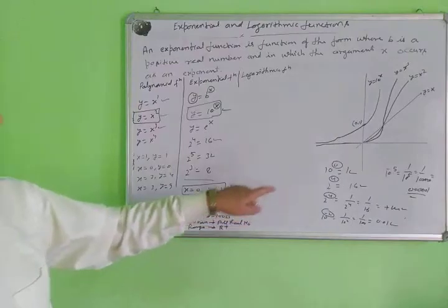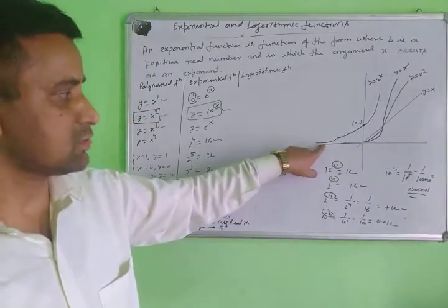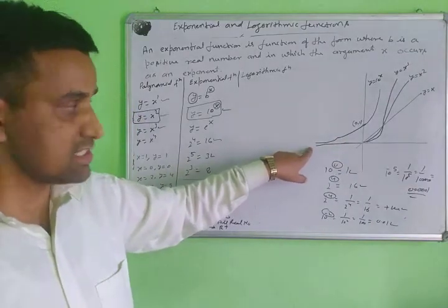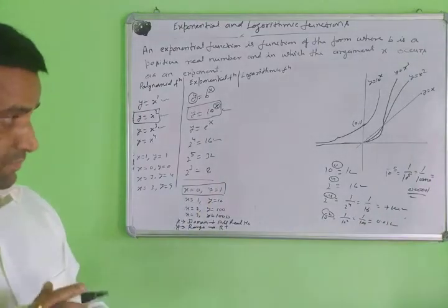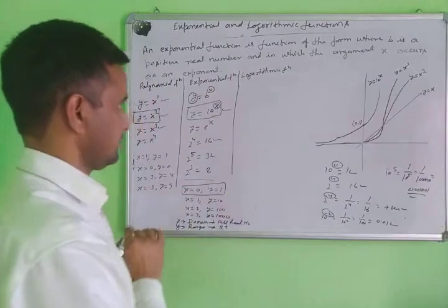Second thing, the graph will not meet the x-axis, it does not cross the x-axis, because the value of y is always a positive real number. So next I will discuss the logarithmic function with you.